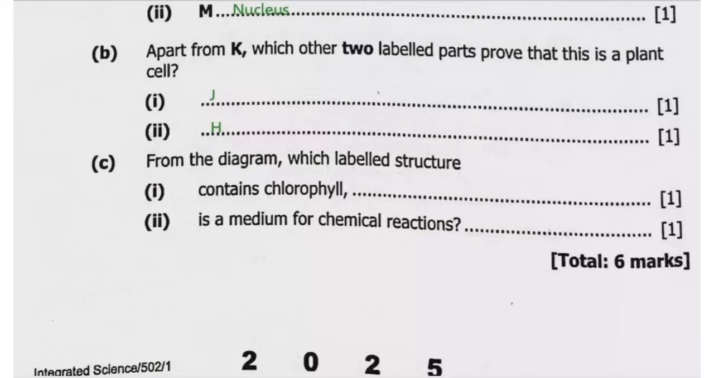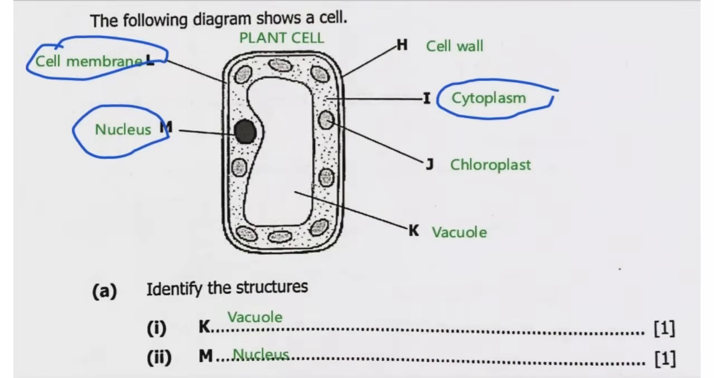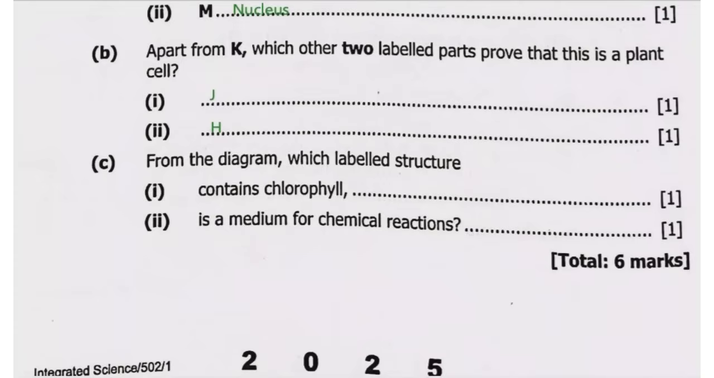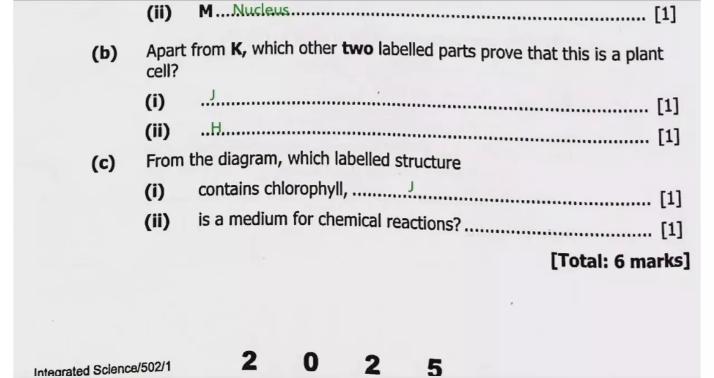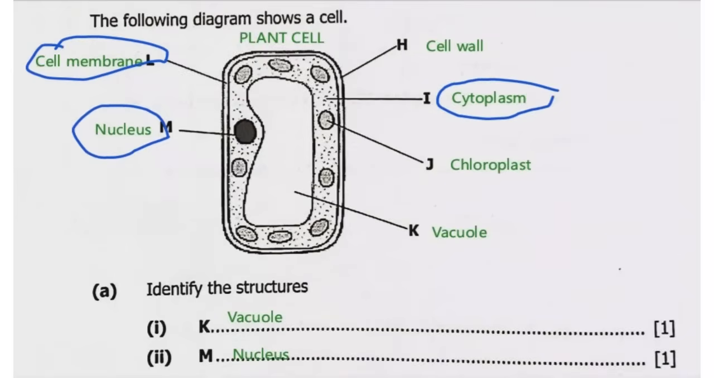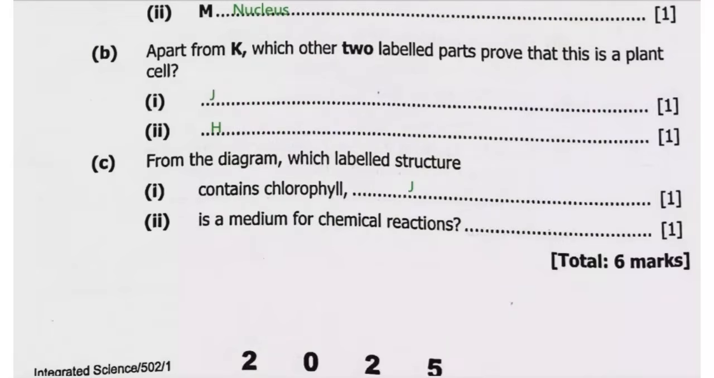Then we come to C. From the diagram, which labeled structure contains chlorophyll? The structure that contains chlorophyll is chloroplast, which is J, so we put J there. Next: from the diagram, which labeled structure is a medium for chemical reactions? We are talking about a site where chemical reactions take place. That is I, which is cytoplasm.